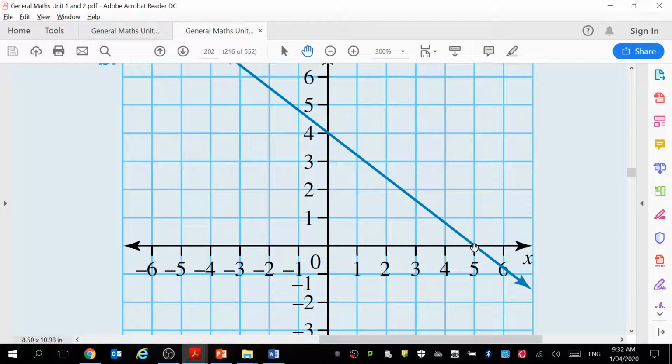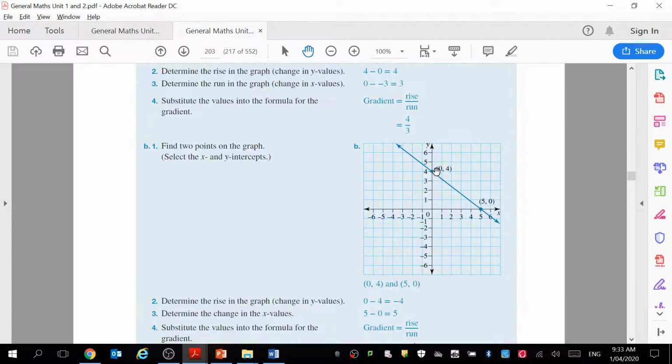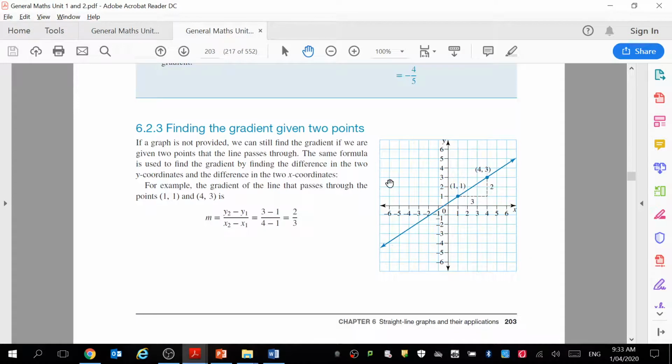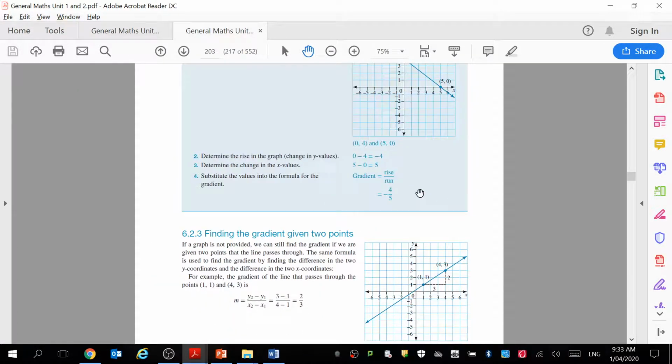That gives you a gradient of -4, because we're going down 4, -4 over 5, or -0.8, because if you put 4 over 5 in your calculator, you'll get 0.8. So -0.8 would be our gradient for that one. If we have a look at what the textbook does, I just want to see what they gave it as. They gave it as 2 over 3. Wait, no, it's a different one, sorry. There it is, -4 over 5, or -0.8.